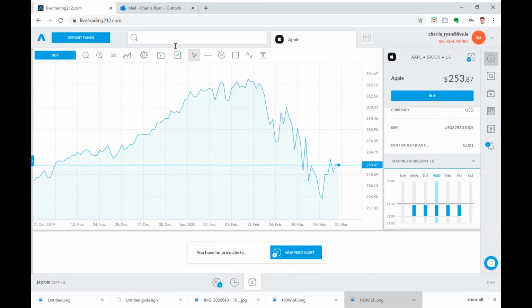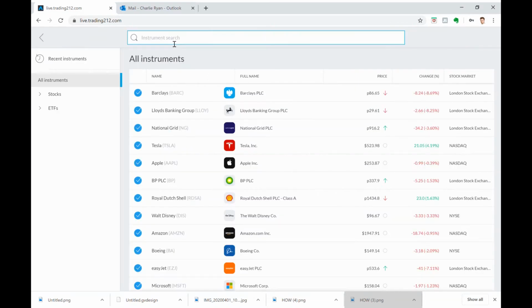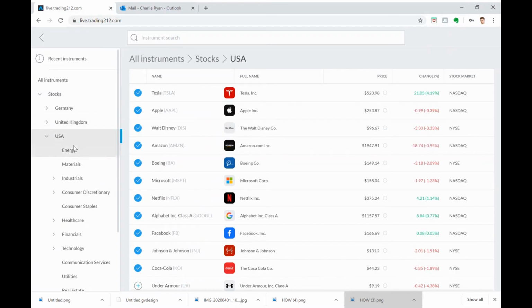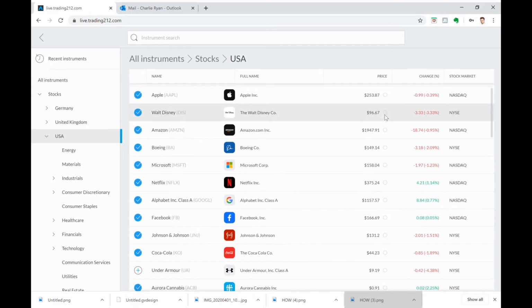So just having a look here for anyone who is new to investing, if you go up to the search bar here, you can have a look at the different instruments that are on Trading 212. So you can go into stocks. They have stocks broken down in different areas, so you can look at all the different countries here. So obviously USA, you'll have the most popular stocks. You can have a look here at all the different stocks that are available.